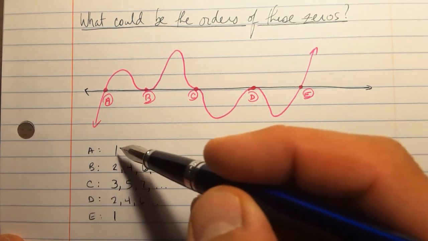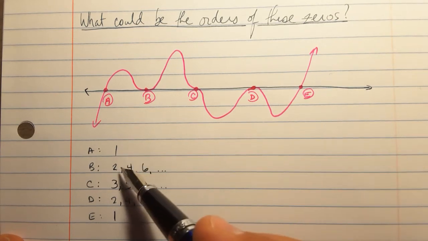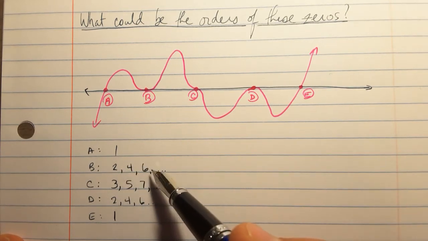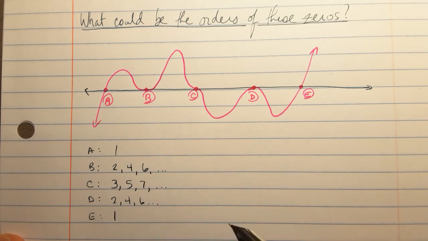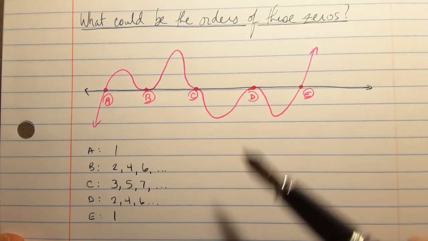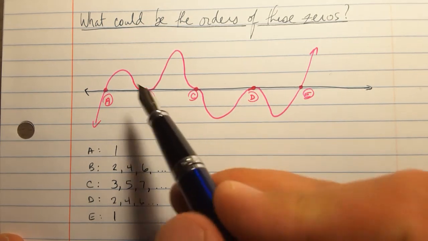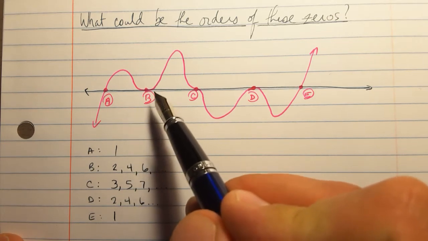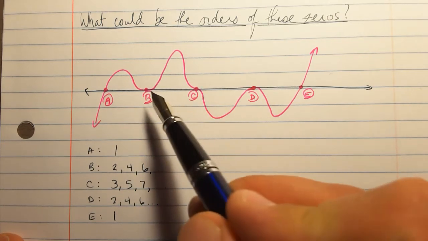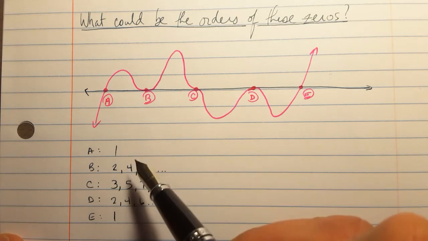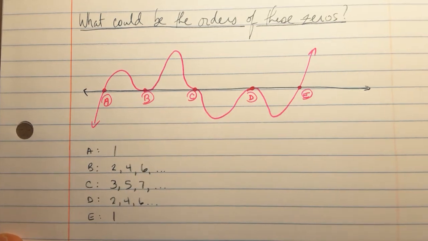So you're essentially getting a 1, or 2 or another even number, or 3 or another odd number. Those are the different options you can have for zeros. And as I said, the flatter it comes in like this, B compared to D, the more likely it is to be a higher order like 4 or 6.